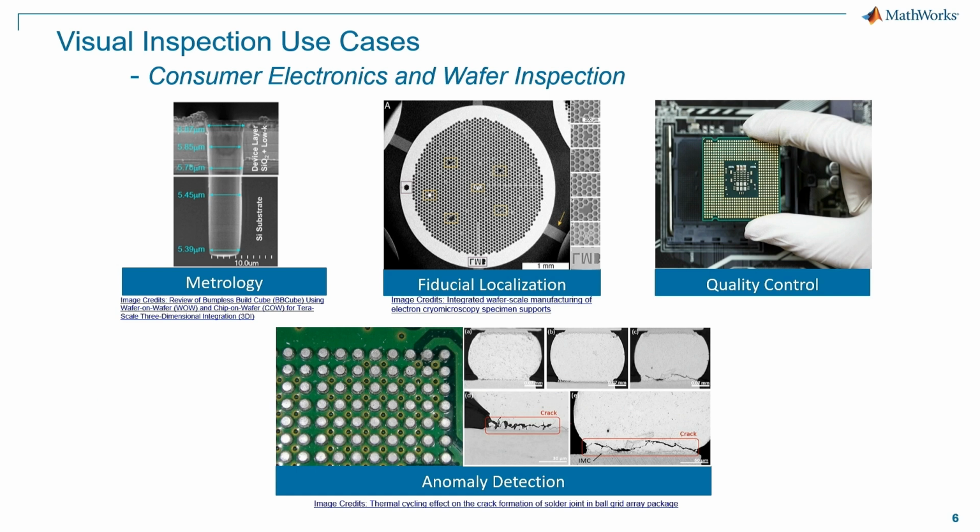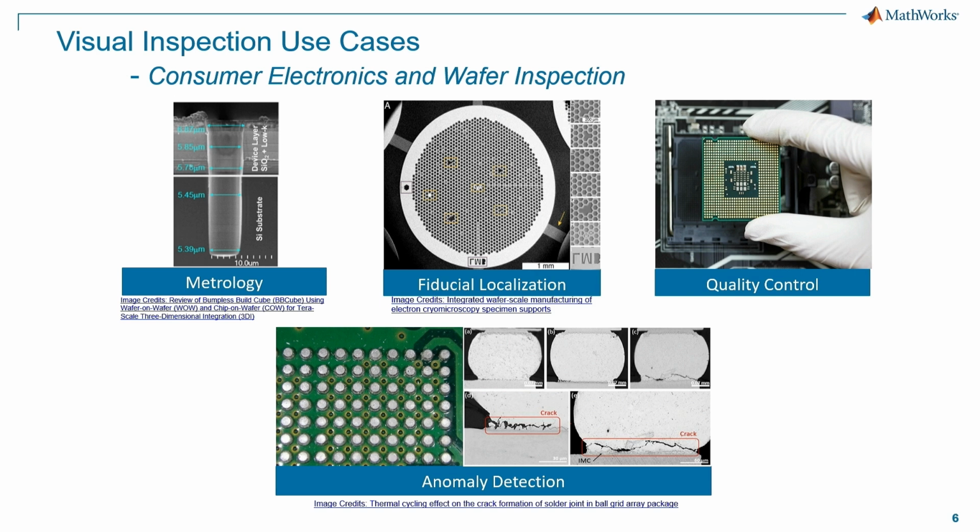I just want to give you a few use cases for visual inspection. Visual inspection has been used for consumer electronics and wafer inspection. One use case is metrology, what I mean by measurement. A lot of semiconductor and consumer electronics companies use our tools for metrology design. The second one is called fiducial localization.